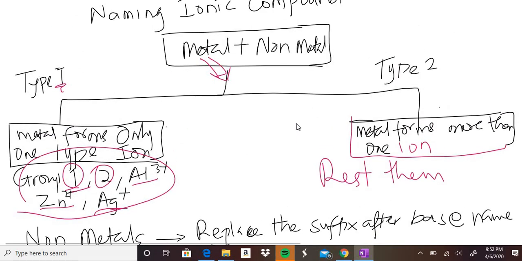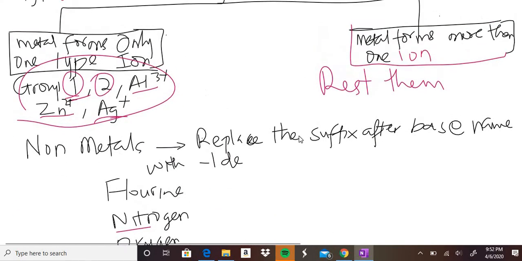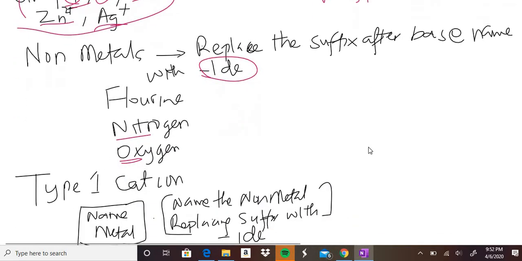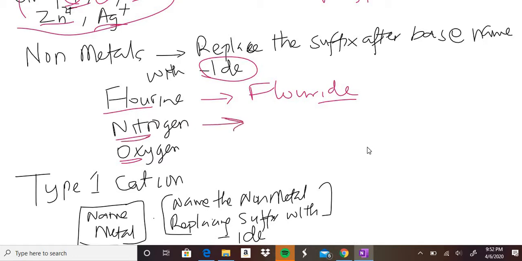For the non-metals in this ionic compound, we replace the suffix after the base name with IDE. For example, fluorine, the base name for fluorine is this, and when we replace it, it becomes fluoride. The base name for nitrogen is this, and when we replace the suffix, it becomes nitride. Oxygen becomes oxide. Phosphorus becomes phosphide. Sulfur becomes sulfide, and so on.